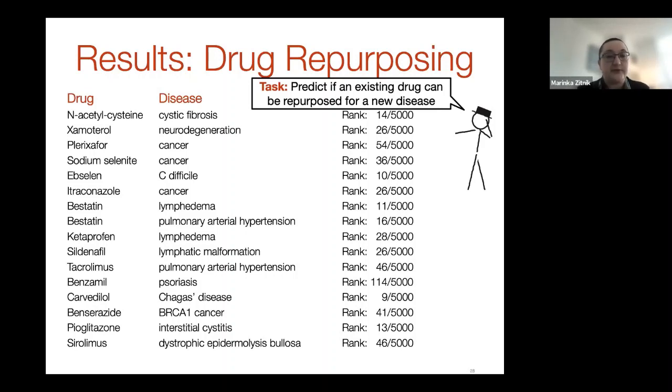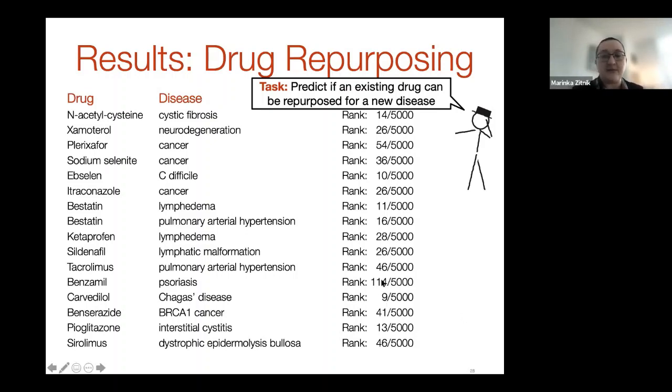for our model. So the way to read this table is, let's take an example, the 4th row from the bottom. This describes carvedilol, which was a drug that was repurposed for Chagas disease by the biomedical community. So we wanted to ask how highly is carvedilol ranked by our predictive model when that predictive model does not know that carvedilol was actually repurposed for Chagas disease. So the result was that the model ranked carvedilol as 9th, highly ranked, or the best candidate for Chagas disease out of 5,000 drugs that were in the system.